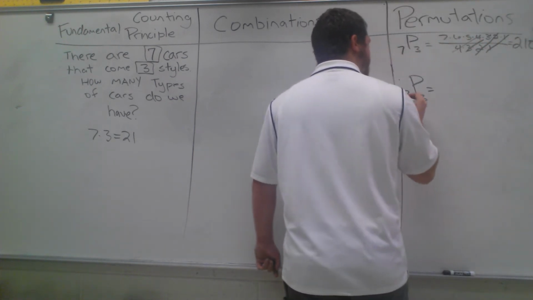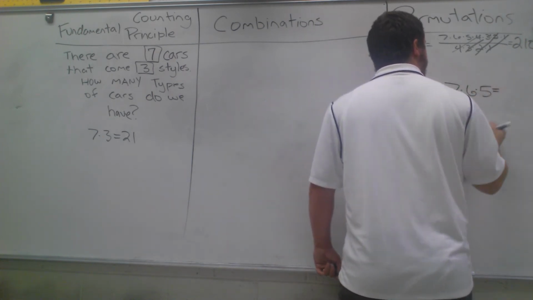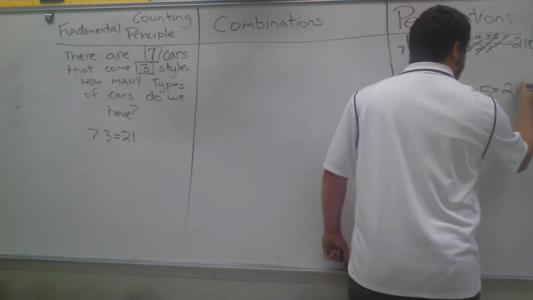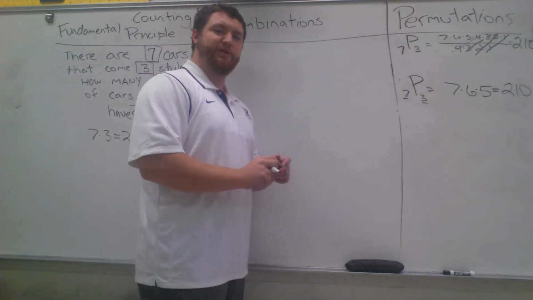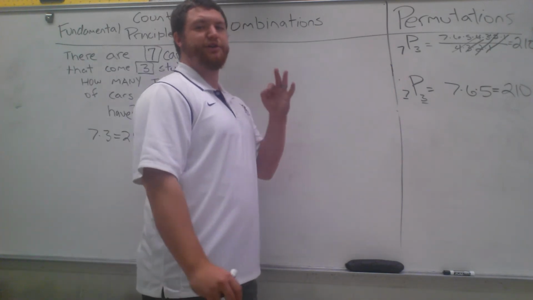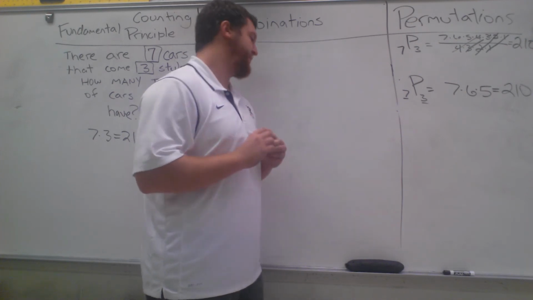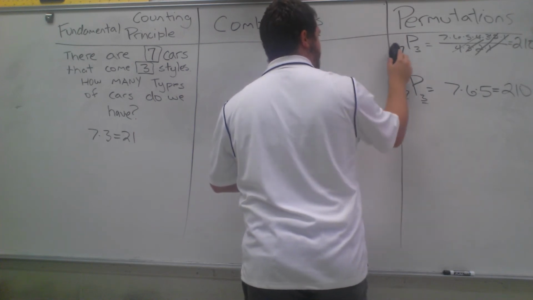Easy way. Start at 7, write 3 numbers. 7 times 6 times 5 equals 6 times 5 is 30 times 7 is 210. Beautiful. So I could write those 7 drills in 3 places 210 different ways. Aren't you glad I didn't make you do that? So I'm erasing that. Hopefully you got it. I'm out of your way.